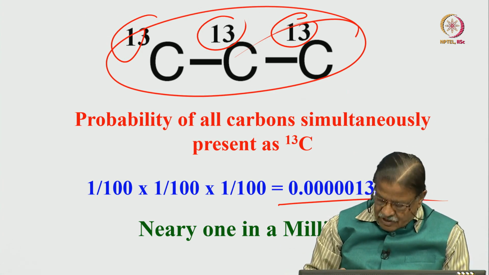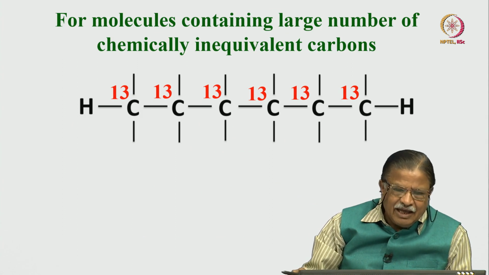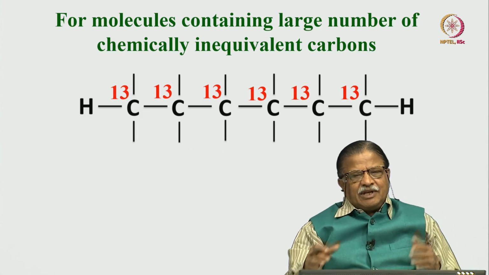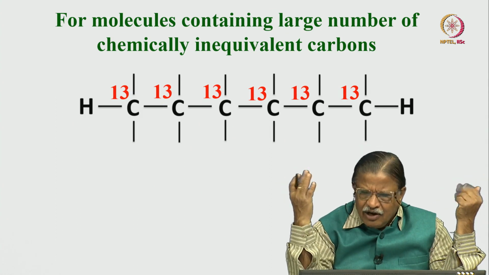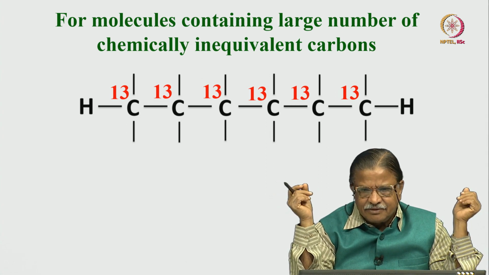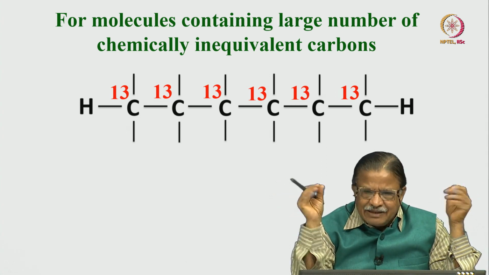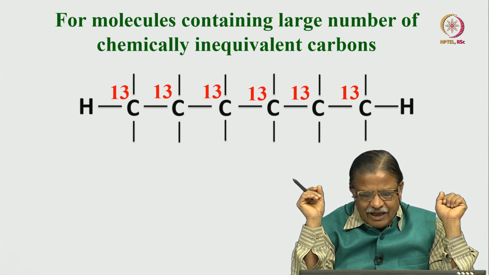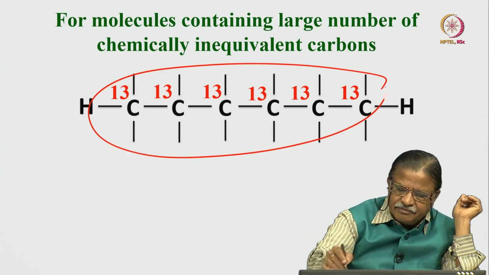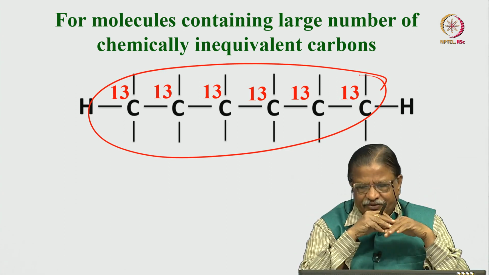Extremely difficult. Forget about it. Now, let us go to a complicated situation. An organic molecule can consist of a large number of carbons, 10 carbons, 15 carbons, 20 carbons, like that. Take another complex example, a hypothetical molecule like this, where there are 6 carbons present here.